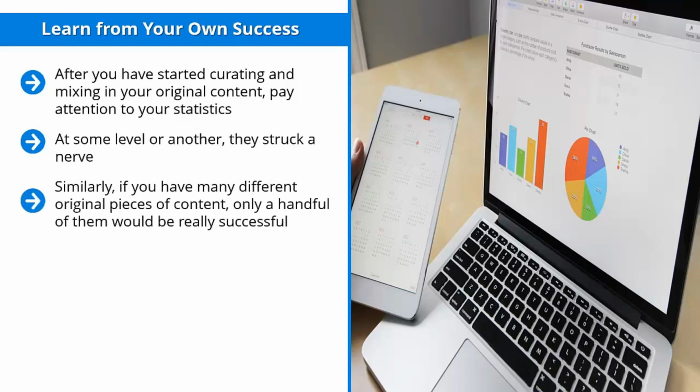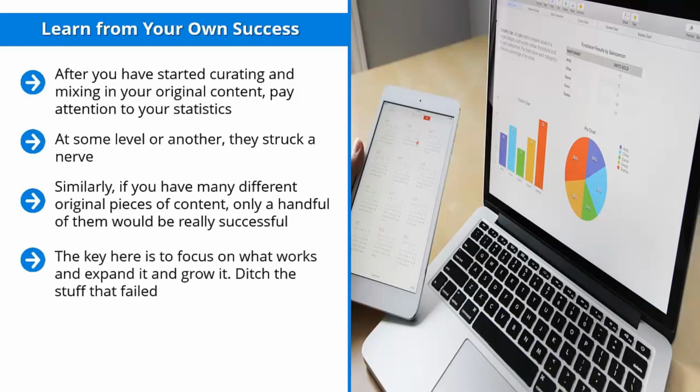Similarly, if you have many different original pieces of content, only a handful of them will be really successful. Pay attention to those. Find them. Once you've identified them, create more of them. Focus on the same themes and present similar information the same way.